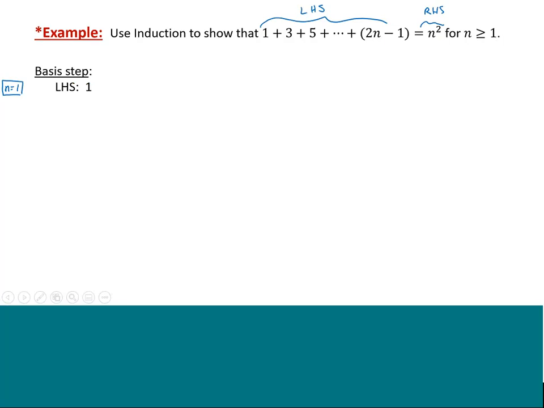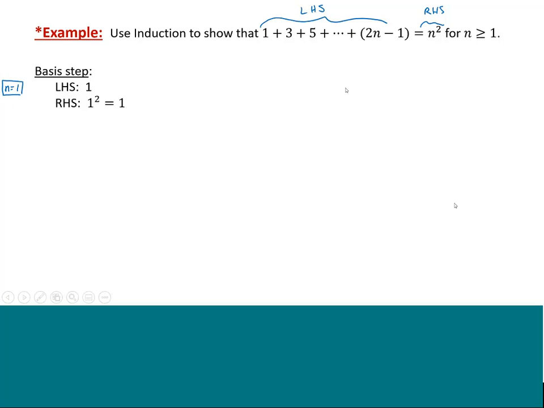So then if we plug in for the right-hand side, we'll have 1 squared, or 1, and notice this is exactly the first case that we looked at on the last slide. So we actually already did our basis step when we were trying to figure out what the last term was in this sum. Now, after you have your basis step, you're then ready for your hypothesis step.